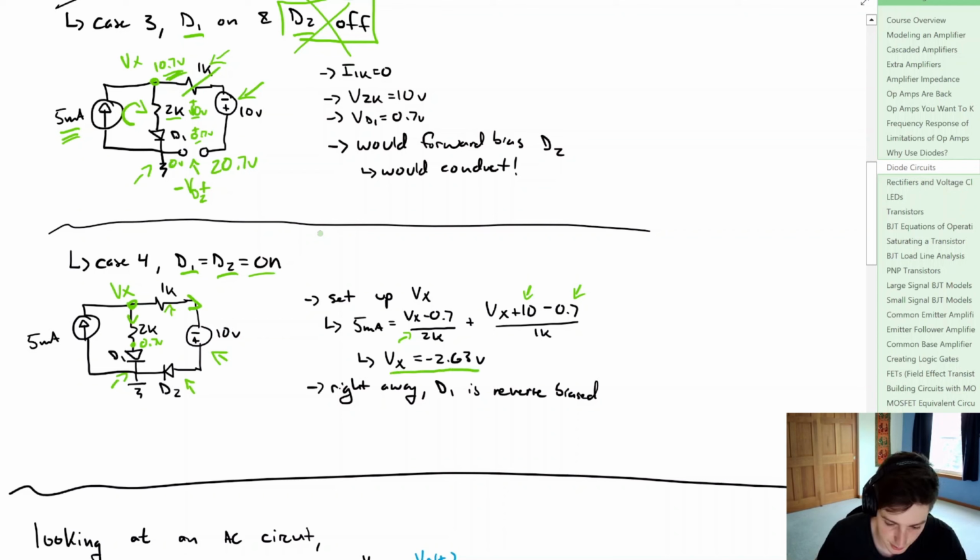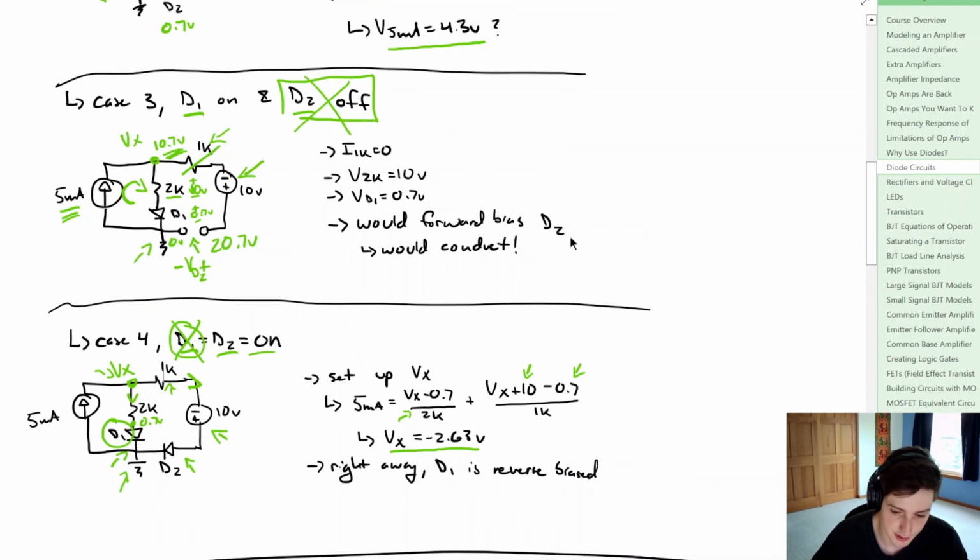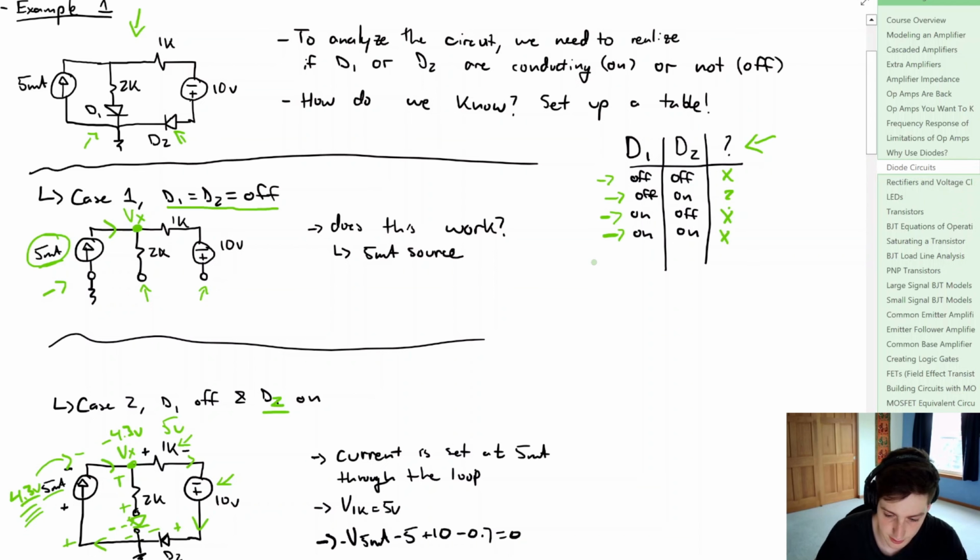Now from this, what do we get? Well, pretty basic algebra to solve. We get that Vx is equal to minus 2.63 volts. Again, we run into a similar situation where if you look at Vx, if this value is negative, and we have ground right here, well, we know D1 is going to be reverse biased then, and no current is going to flow through it. So that violates our assumption that D1 is on. So what we can say is that this fourth case is also not possible.